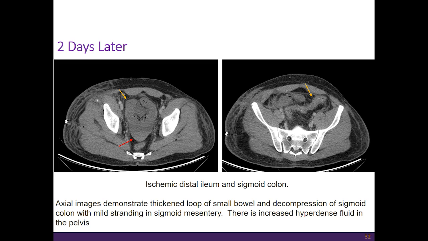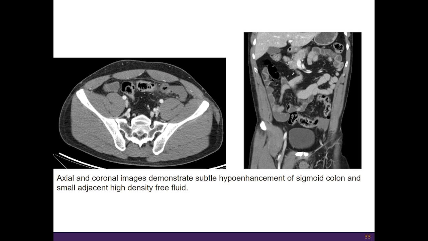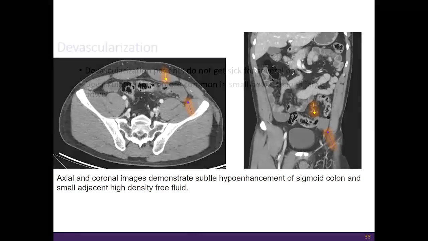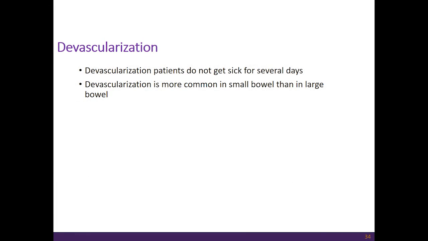And this person turned out to have an ischemic distal ileum and a sigmoid colon that was ischemic as well. Similarly, in this patient, who had a CT scan, there was hypoattenuation around the sigmoid colon. It was isolated. You can see with the yellow arrows, it's relatively hypoenhancing relative to the adjacent colon. Again, there's dense fluid, as evidenced by the purple arrow, immediately adjacent to this loop of bowel. And this person ended up having devascularization injury of his sigmoid colon as well.